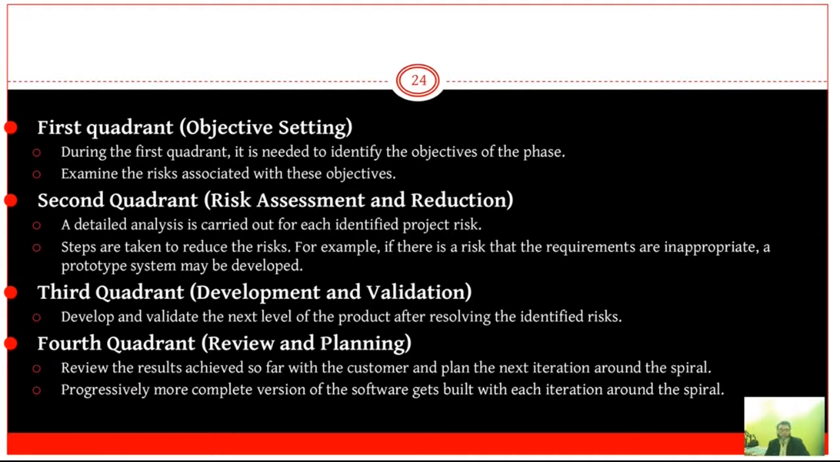The first quadrant is used for objective setting or objective determination and identifying alternative solutions. The second quadrant is used for risk assessment and reduction, or identifying and resolving risks. Third quadrant is for development and validation, or developing the next version of the product. That is, during the third quadrant, the identified features are developed and verified through testing. At the end of the third quadrant, the next version of the software is available.